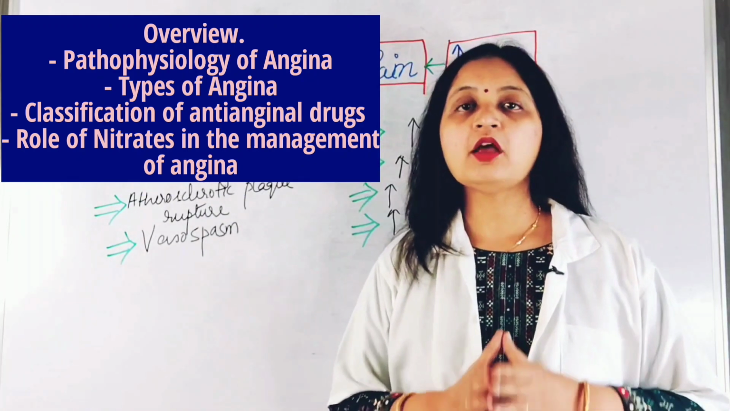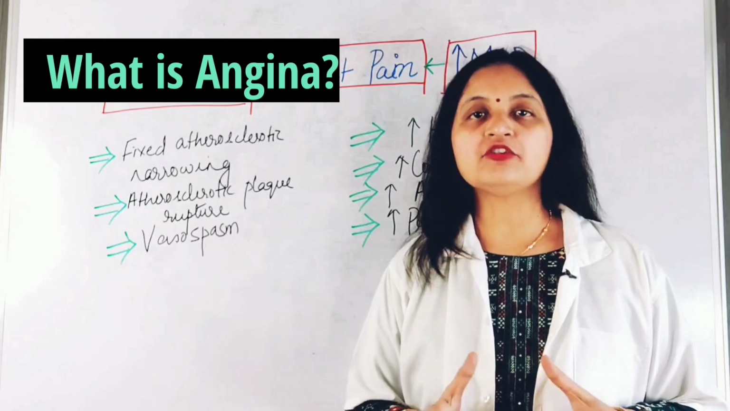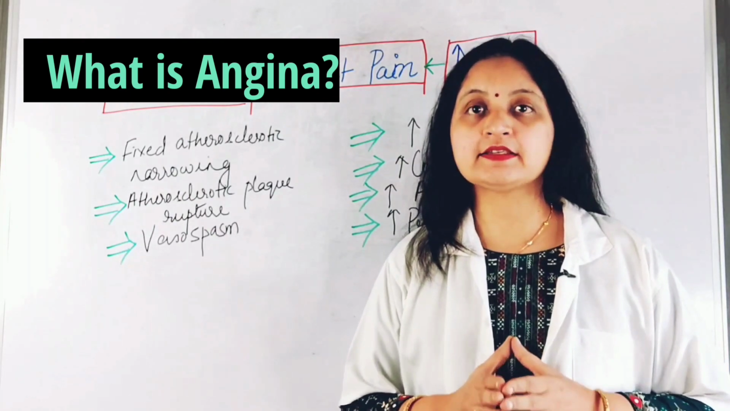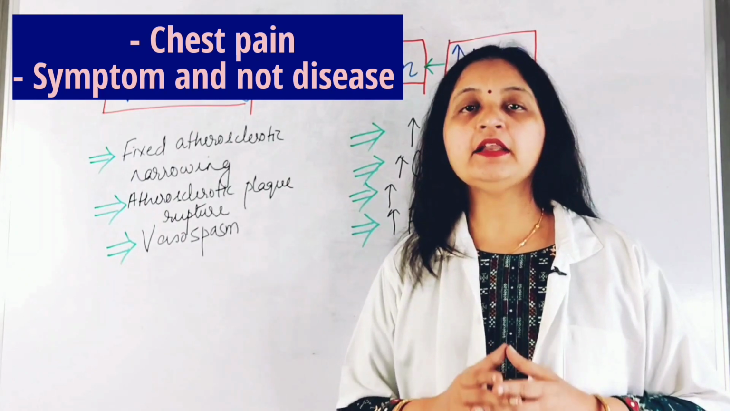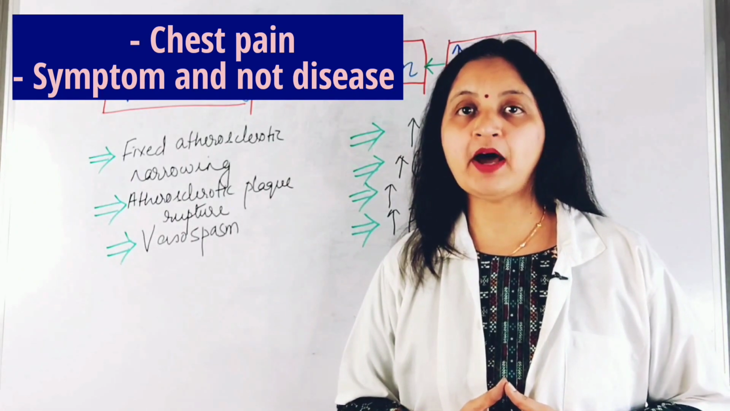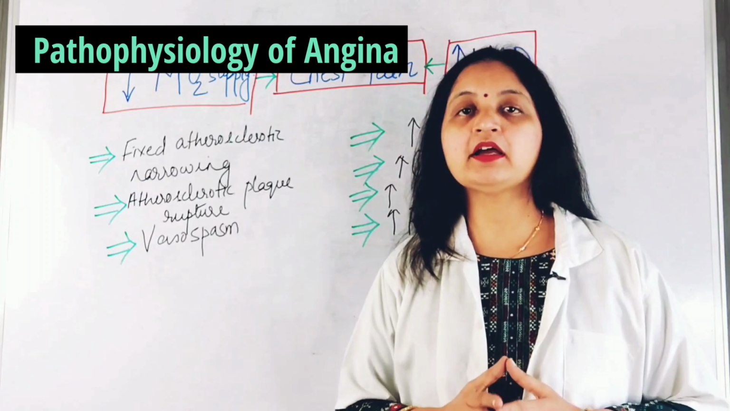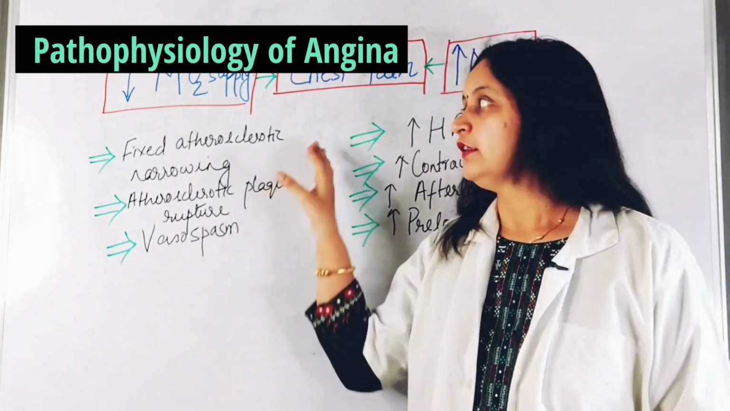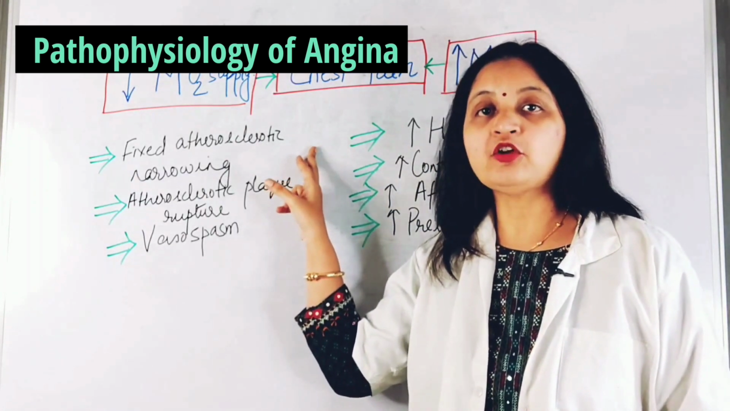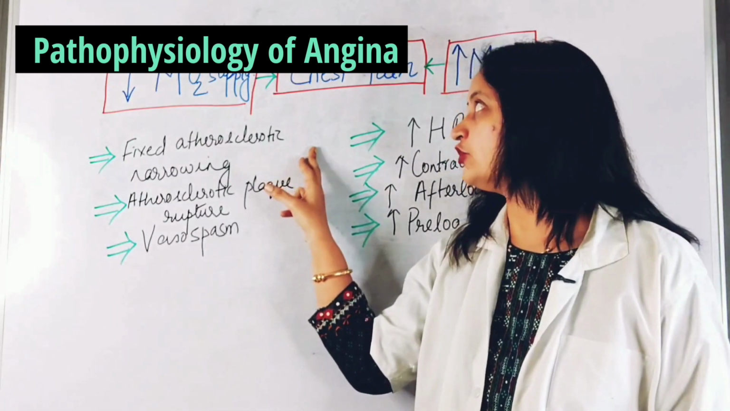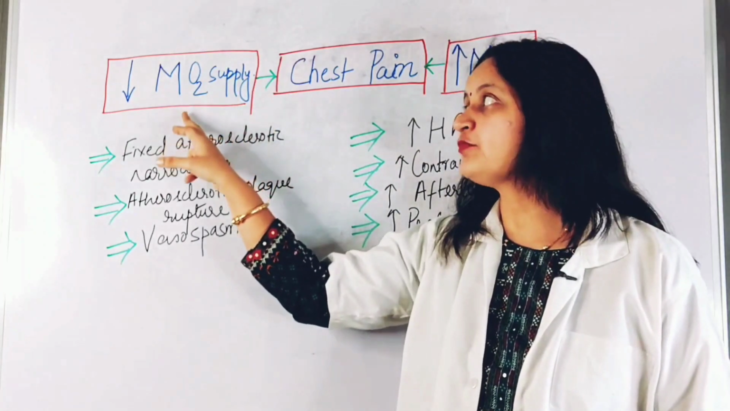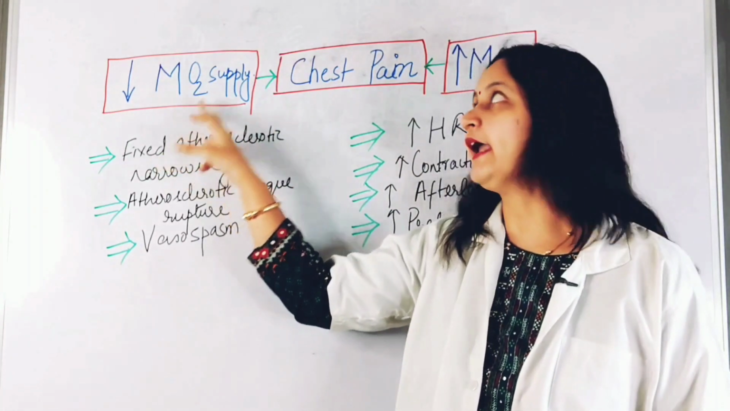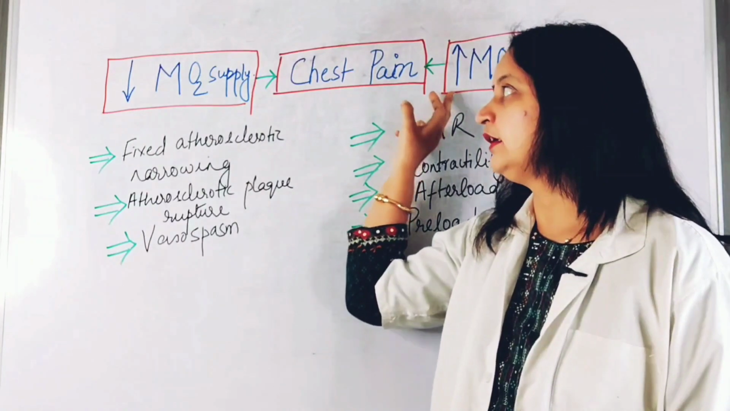So to start with, what is angina? Angina means chest pain and it is a symptom of ischemic heart disease and not a disease. It occurs due to an imbalance between myocardial oxygen supply and myocardial oxygen demand. The figure drawn here shows the pathophysiology of angina or chest pain. Chest pain or angina occurs due to mismatch between myocardial oxygen supply and myocardial oxygen demand.